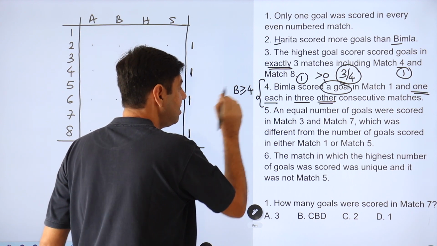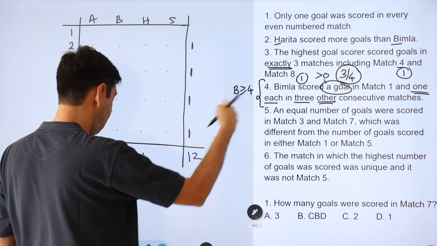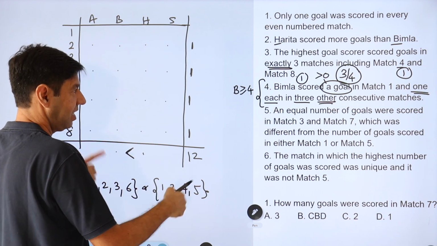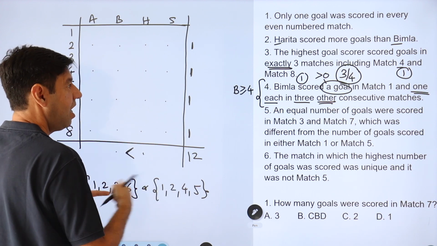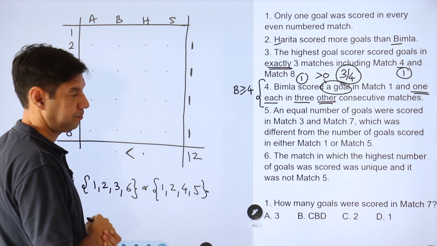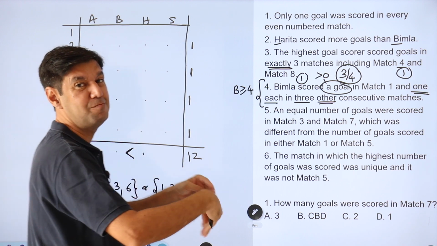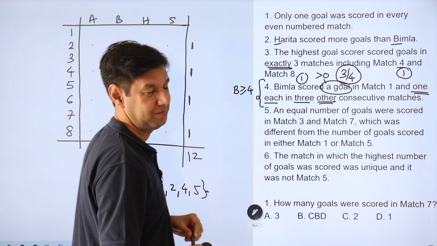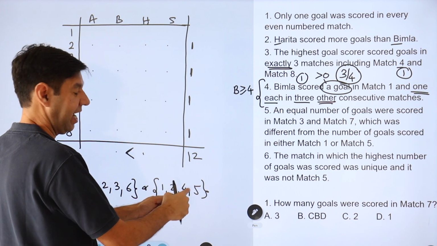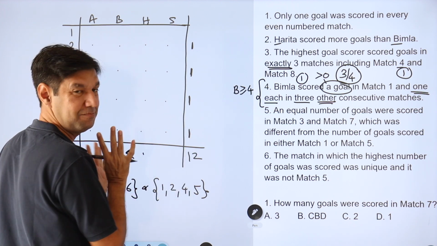So Bimla is 4 or more. Let's take values and start from the lowest, let's say from 4. So if Bimla is exactly 4, just 4, then Harita has to be more than 4. So if Bimla is 4, exact 4 we are talking, then Harita will be 5. All seems good.